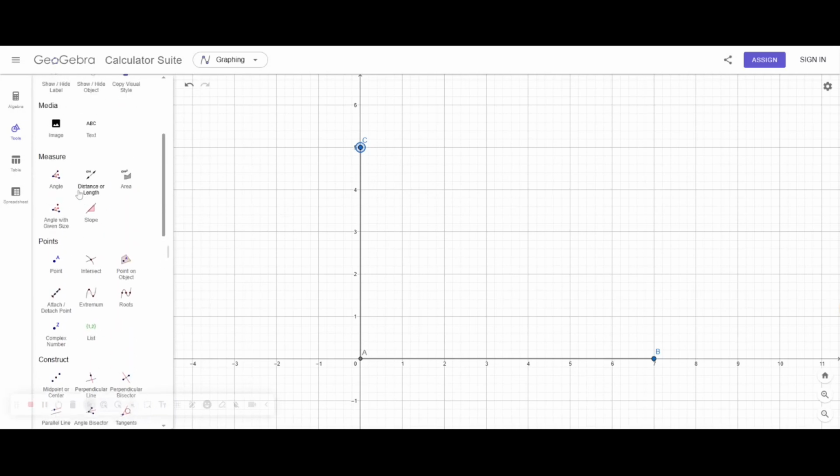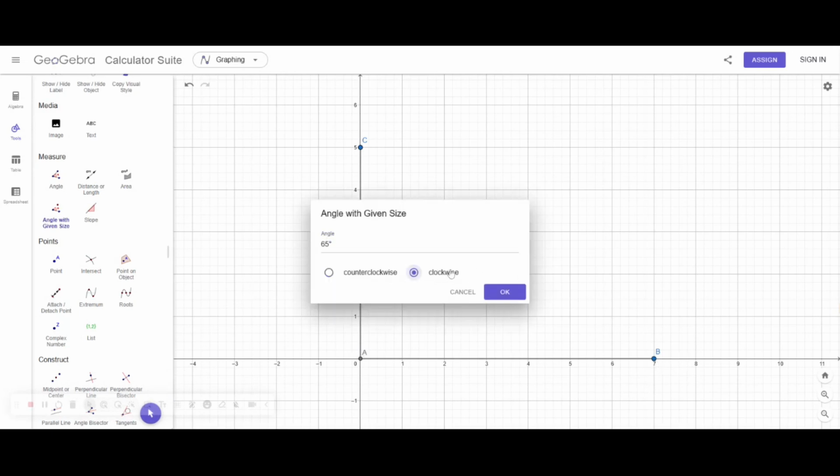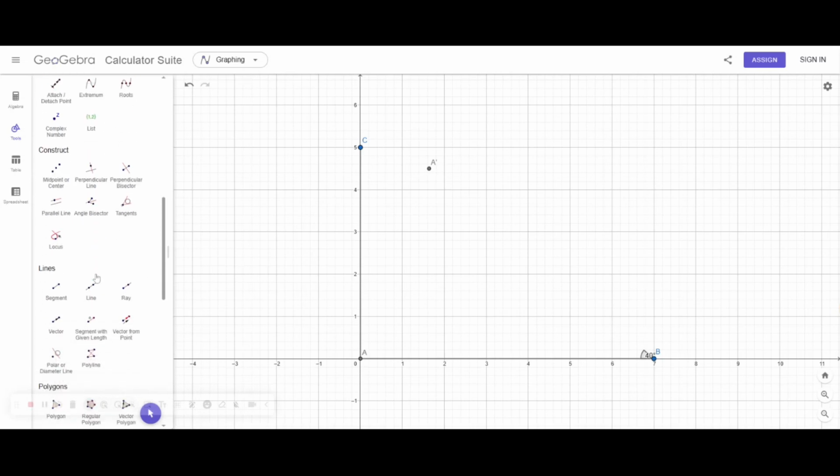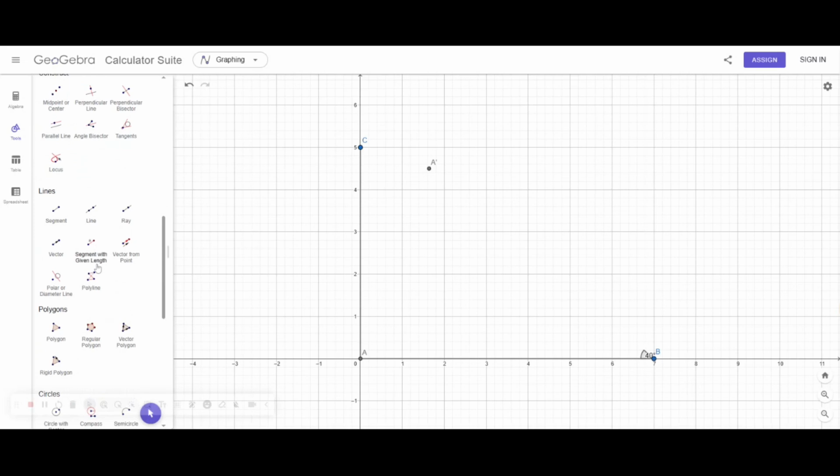And then I'm going to make that angle with a given size because I want it to be 40 degrees again. So I do A and then B because I want my angle at B. I make sure that it's clockwise so that it's headed upwards. In this case, we want the angle to start on the x-axis and head upwards. I'm going to make my ray like before. So it's going from B to A prime.